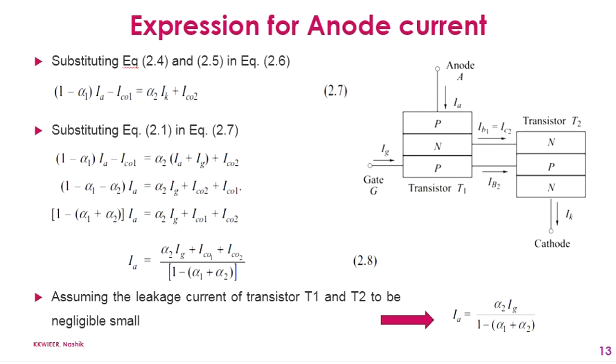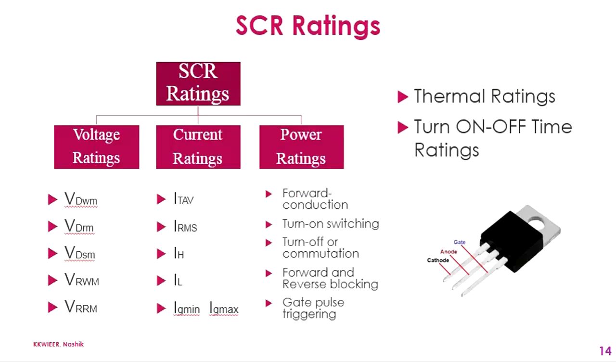Now talking about the next topic, the different SCR ratings. Reliable operation of the device can be ensured only if these ratings are not exceeded under all operating conditions. There are many types of SCR ratings. Here we have classified a few: voltage ratings, current ratings, and power ratings. Also there are certain types like thermal ratings, turn on and turn off time ratings, etc.